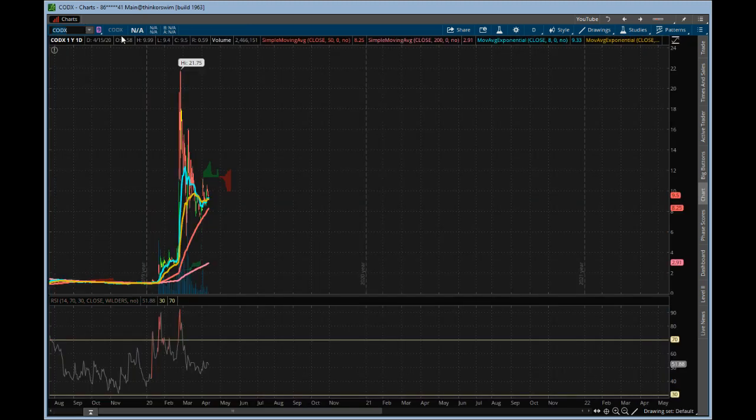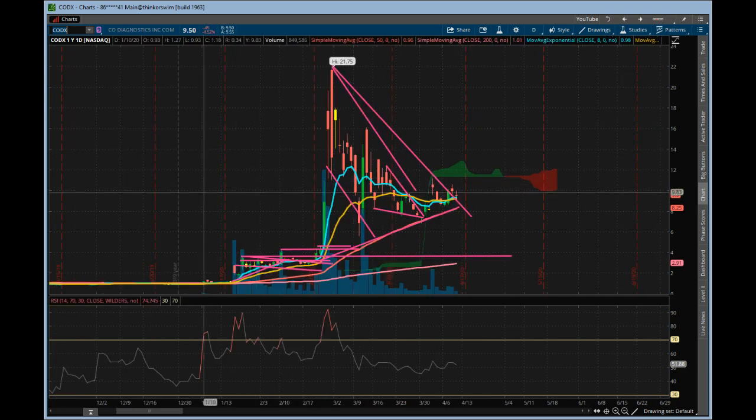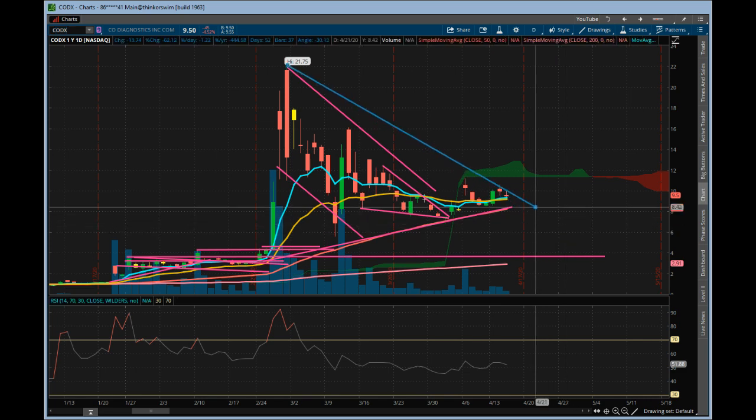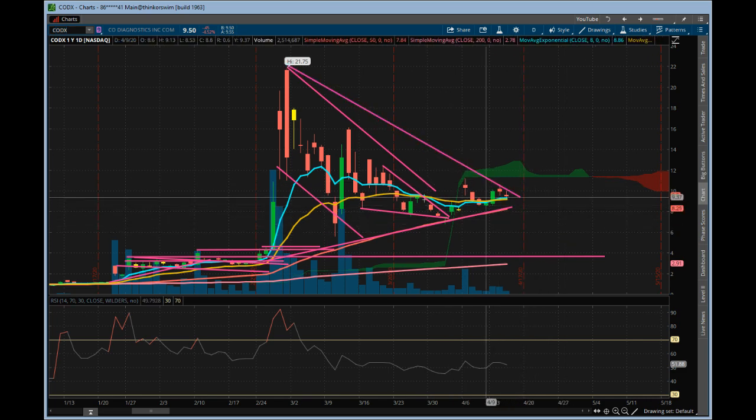CODX, Co-Diagnostics. Okay, so the triangle kind of expanded a little bit over the last couple days. So we got this going on. Let's just keep an eye on it, see if it gives a breakout candle out of one of those.